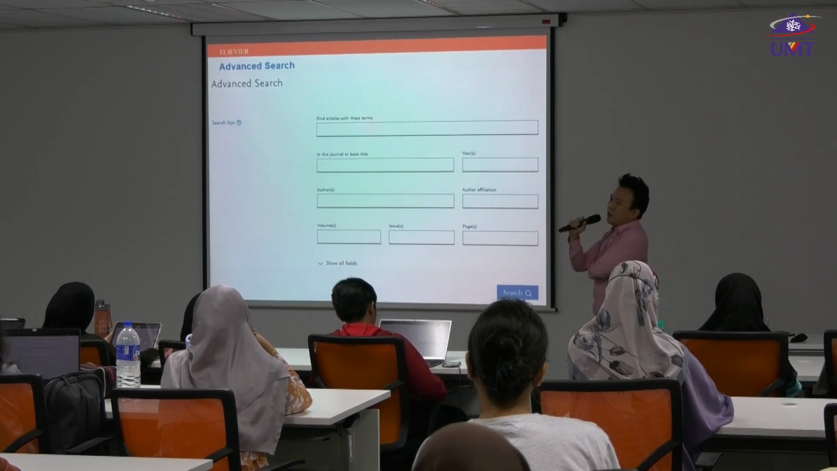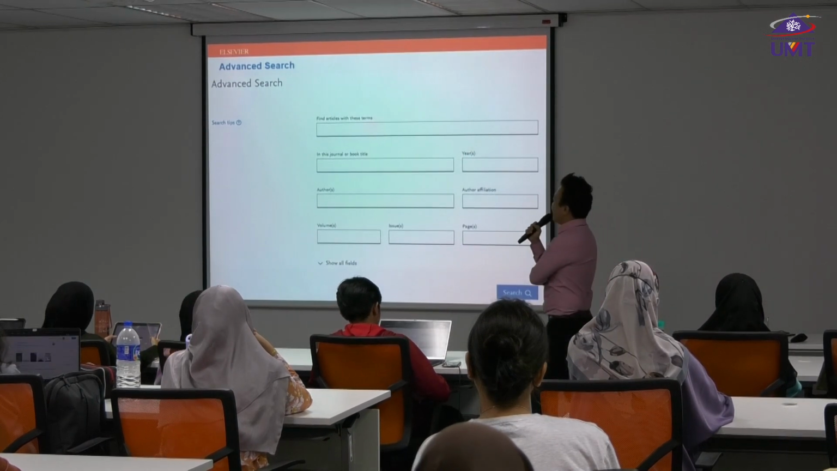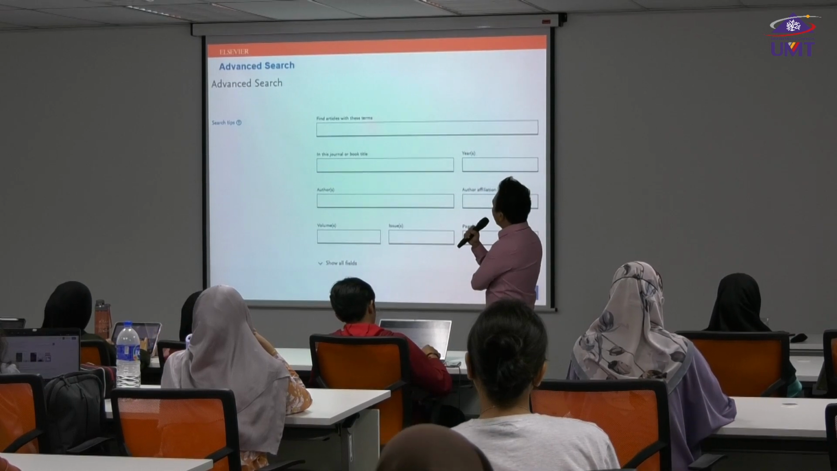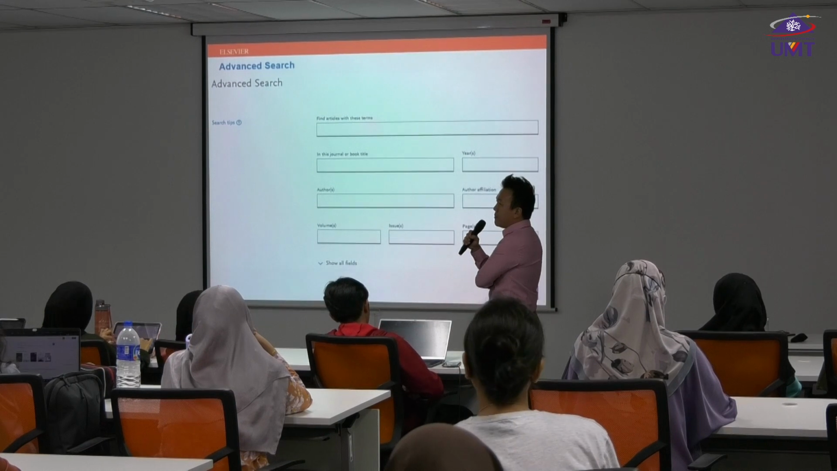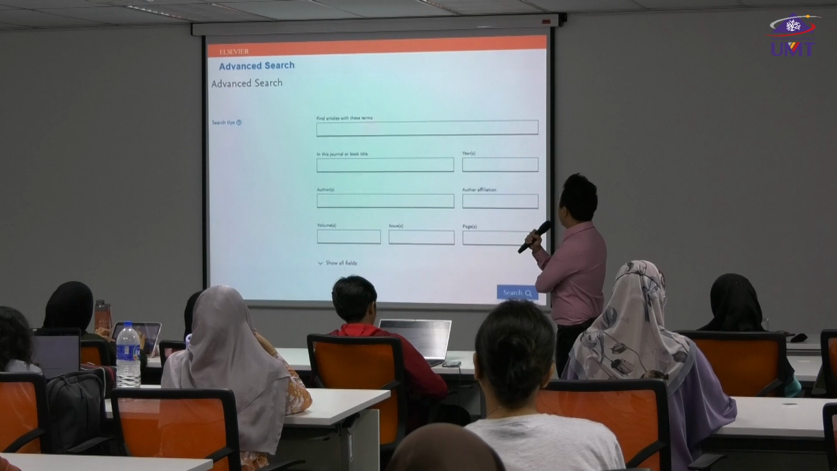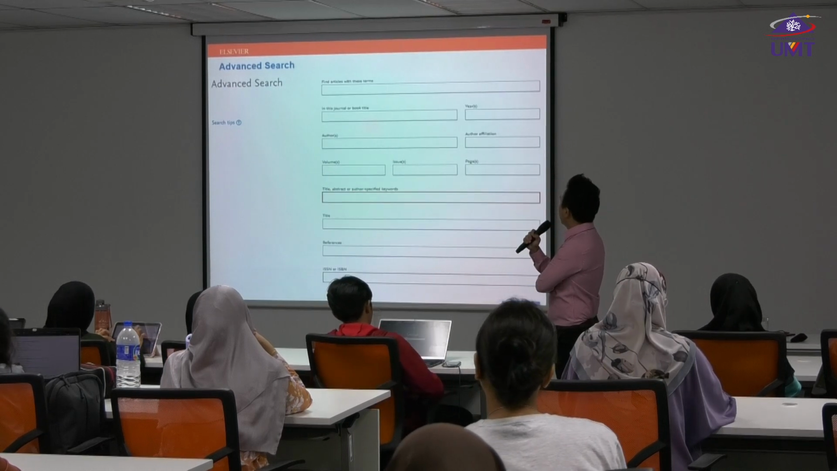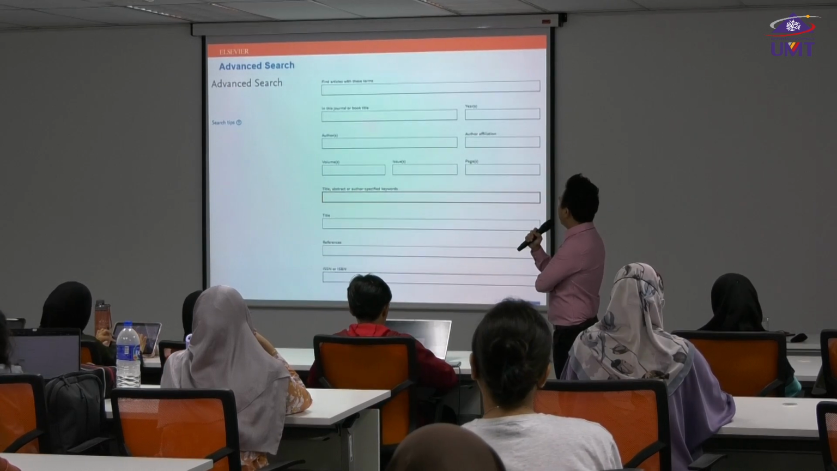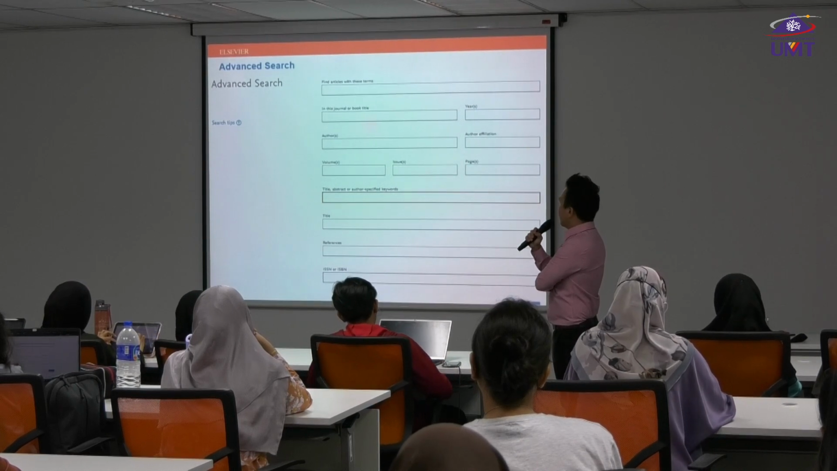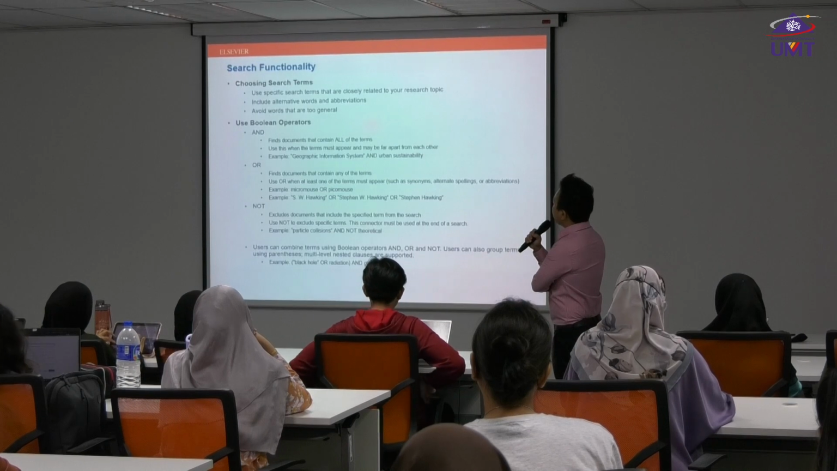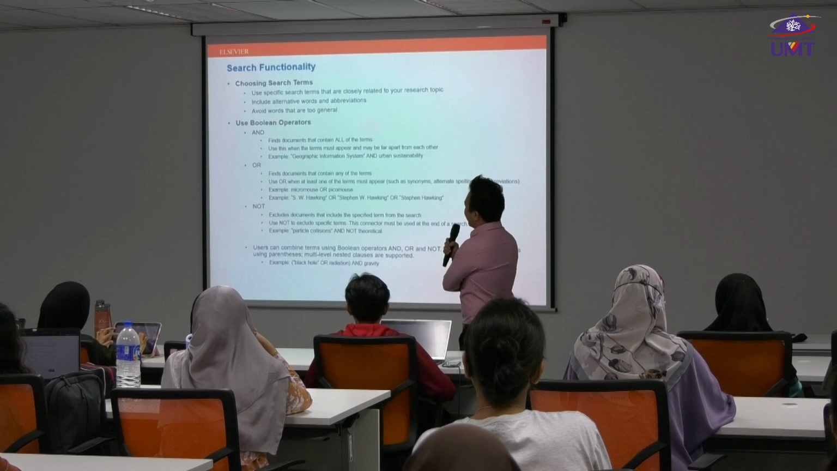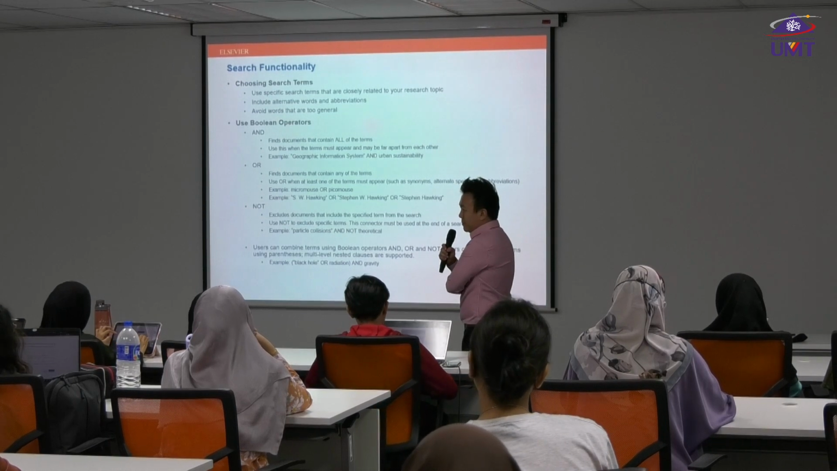So, if you go into advanced search, it looks like this. Yeah? You can see the column, find articles with these terms, key in the journal title's name or book title's name, the years, the authors, volume, issue, page. Further down is ISSN and ISBN, which you are less likely to use. So this is the search functionality, choosing the search term, for example.